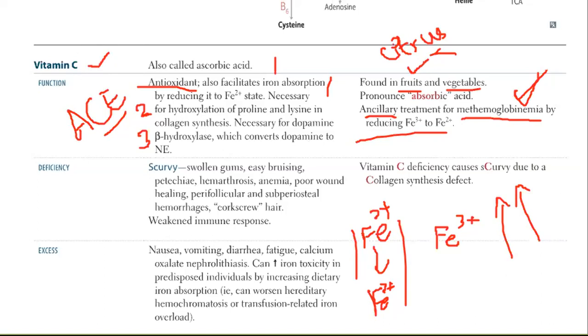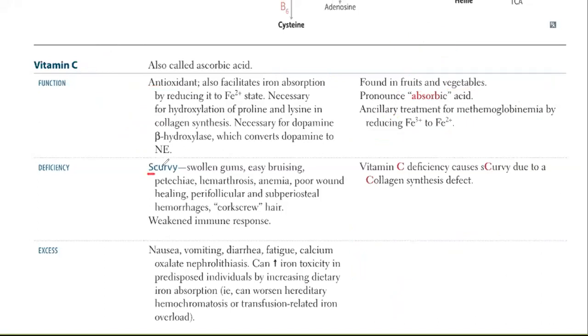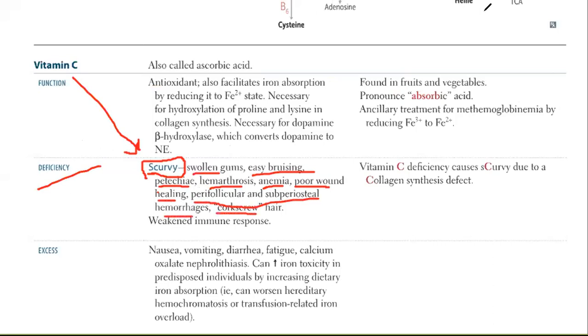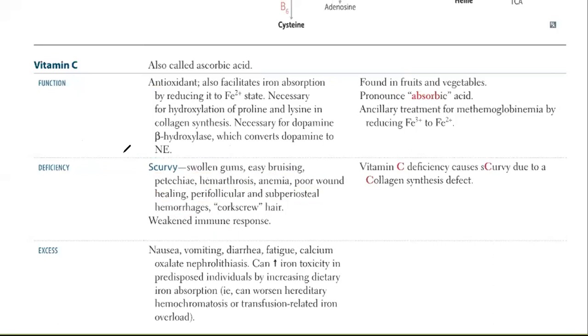Now let's come to the deficiency. So we have scurvy. You have been listening to this terminology since your intermediate level, that vitamin C deficiency we call scurvy. What happens in scurvy? We have swollen gums, easy bruising, petechiae, hemarthrosis, anemia, poor wound healing, perifollicular and subperiosteal hemorrhages, and corkscrew hair. So many things to remember. Don't worry, it's very easy. Okay, let me take you to the core levels.